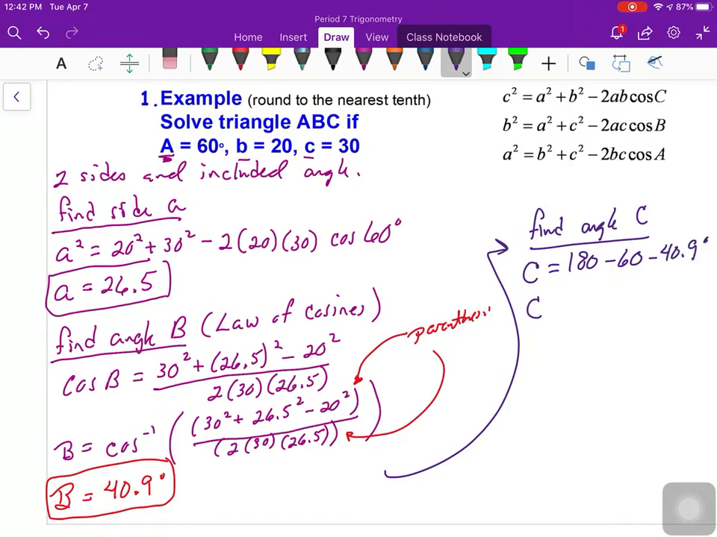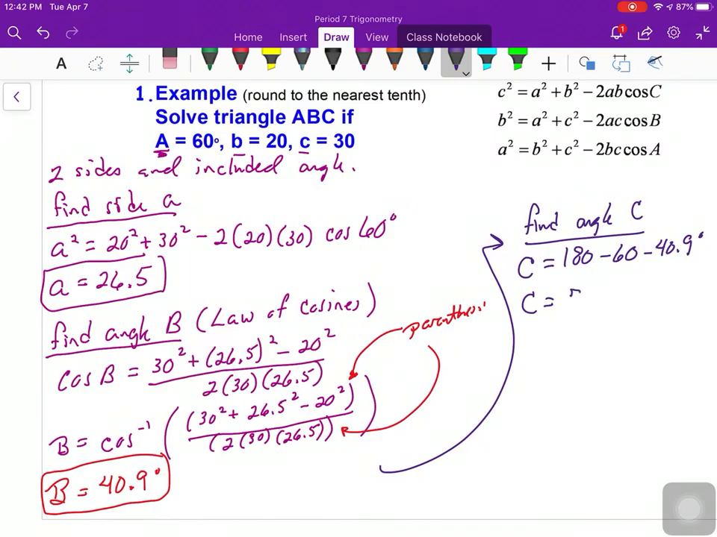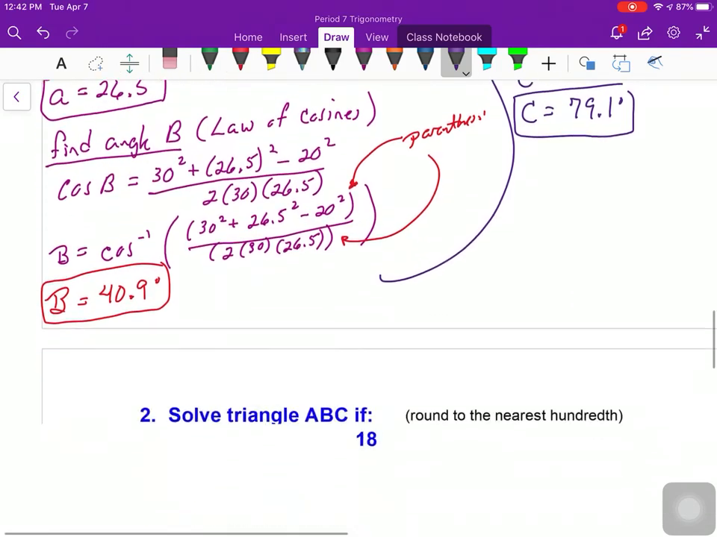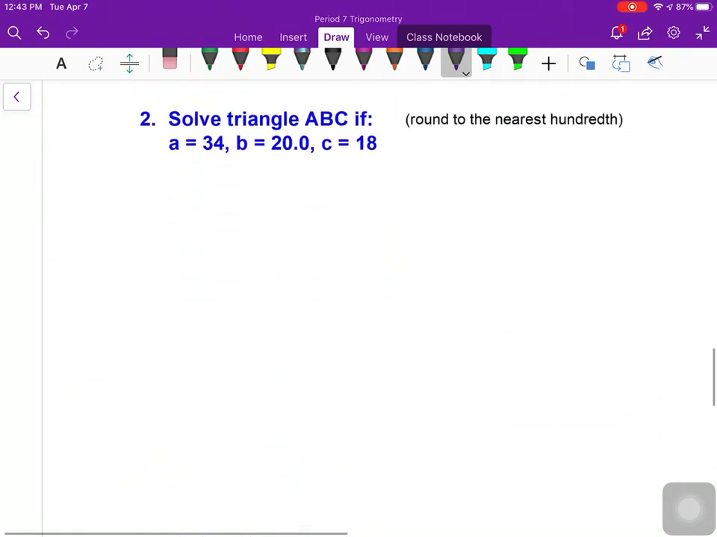We know all of the angles inside of a triangle add up to 180, so angle C will equal 180 minus 60 minus 40.9 degrees. Angle C is 79.1 degrees. And that's an example of the law of cosines. No ambiguous case, never two triangles possible, never no triangles possible.